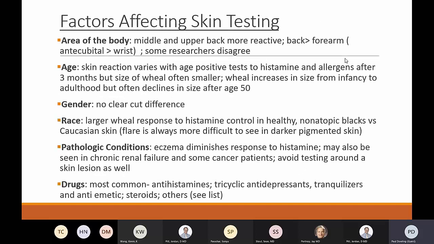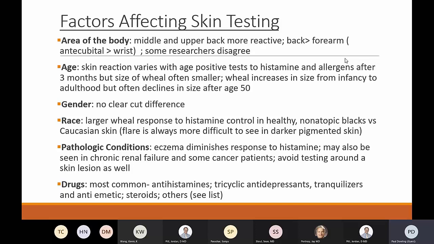So, factors that affect skin testing. The area of the body is important. The middle and upper back is more reactive. The back is more reactive than the forearm, and the antecubital area is more reactive than the wrist. Some researchers disagree with this, but that's something you'll see in textbooks.